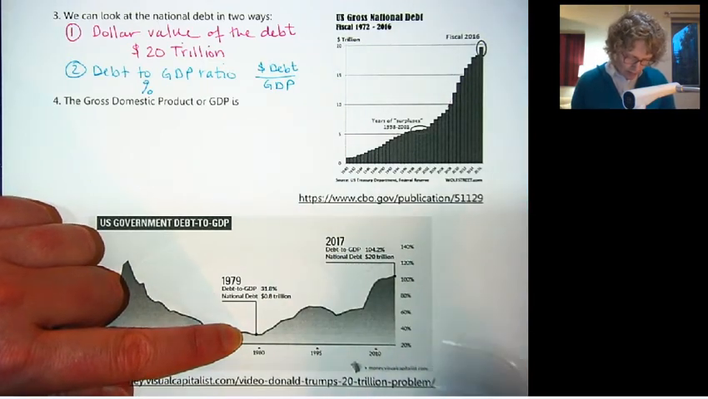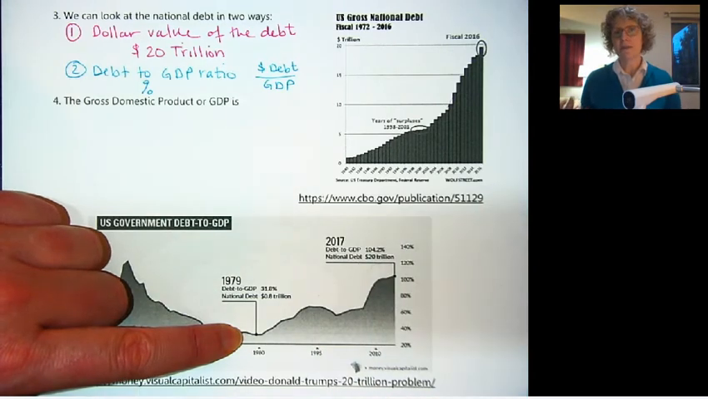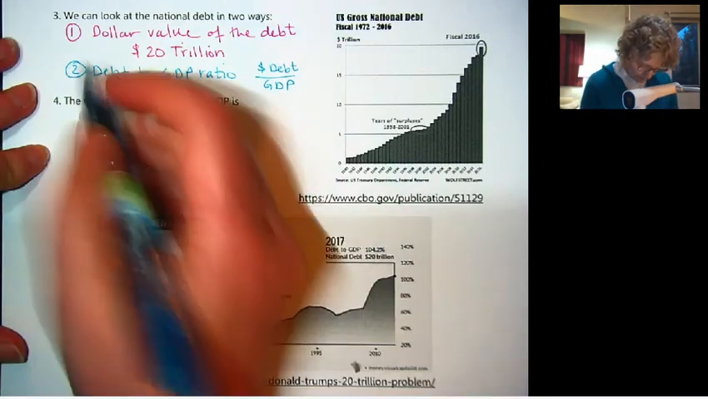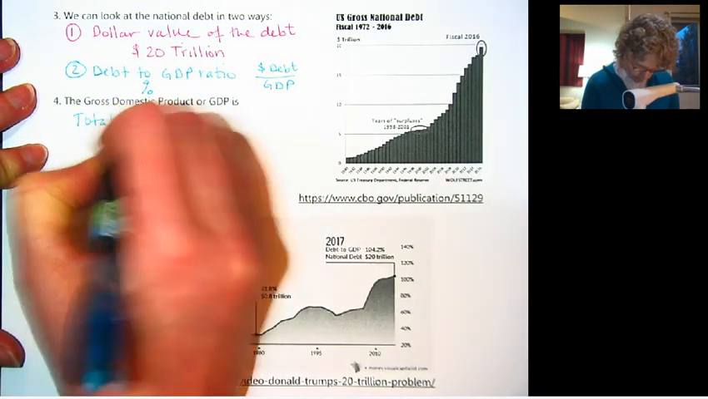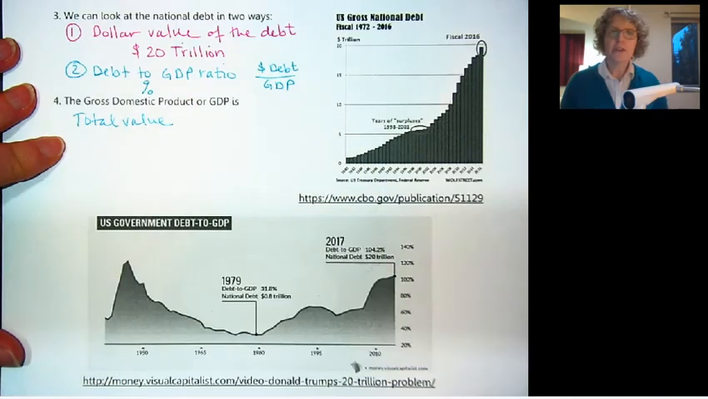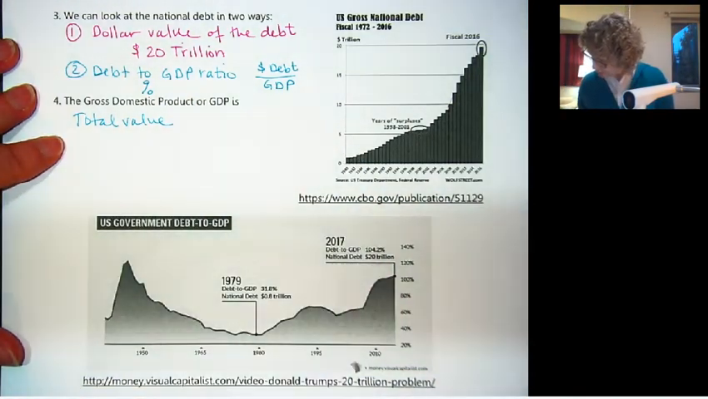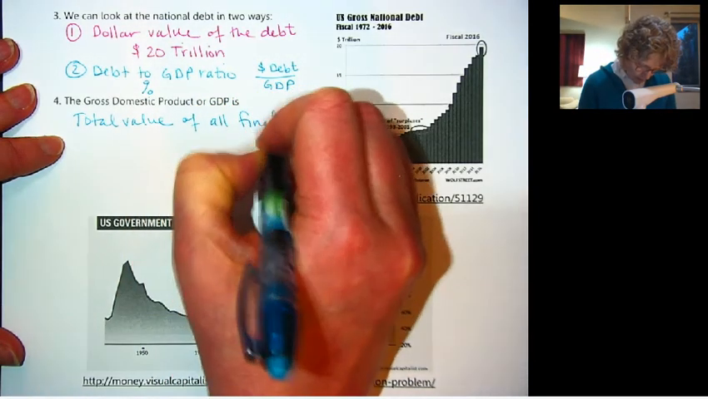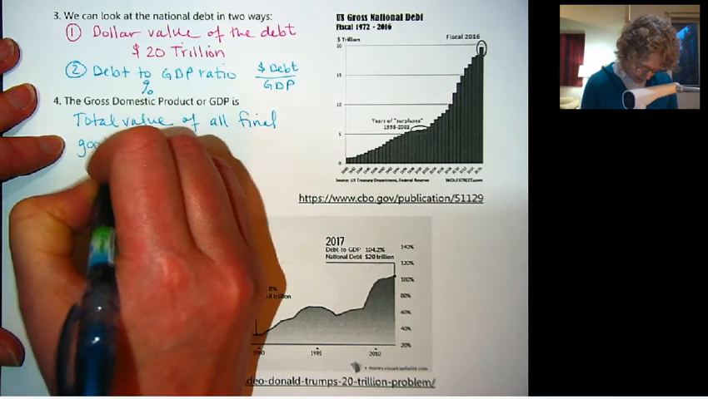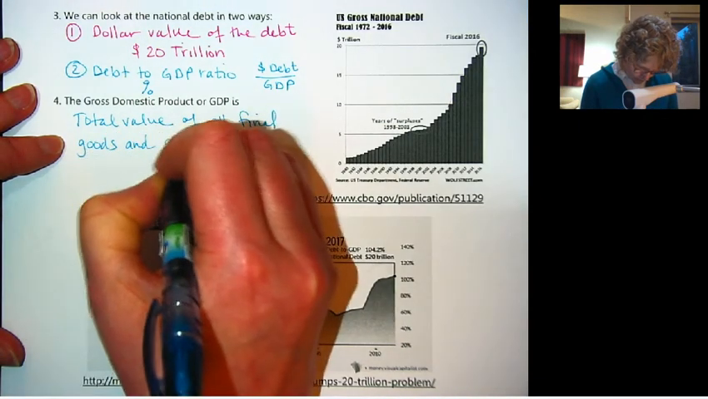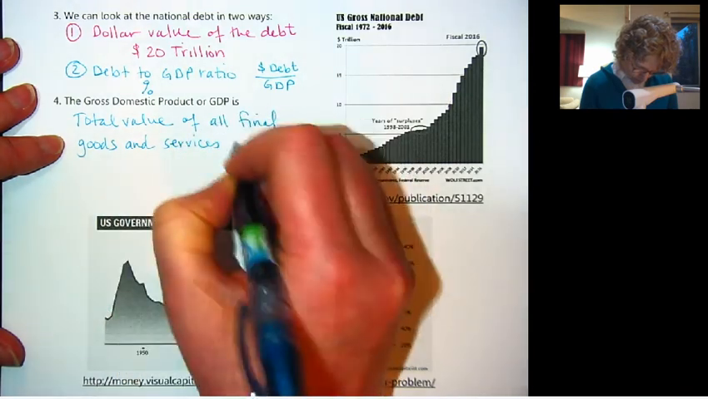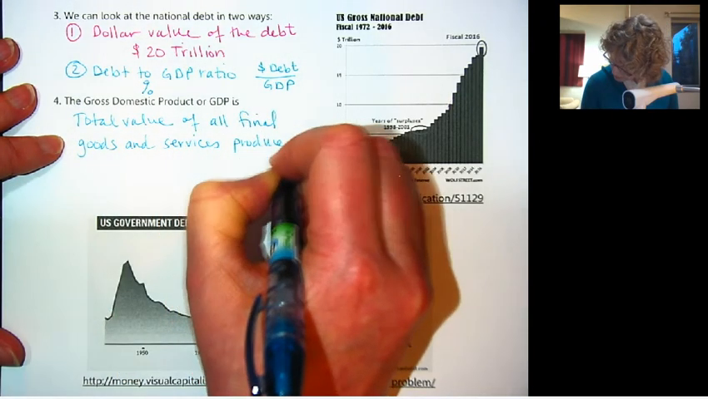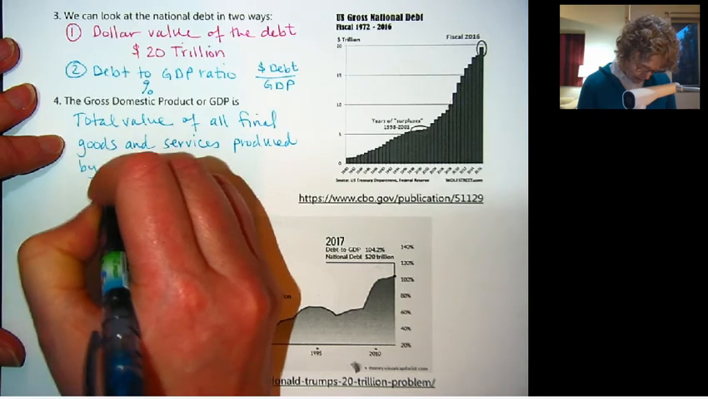Okay, so the gross domestic product, what that is, is a measure of the size of an economy. And it is the total value of all the goods and services produced. So I want to write out, it's the total value of all final goods and services produced by a country.